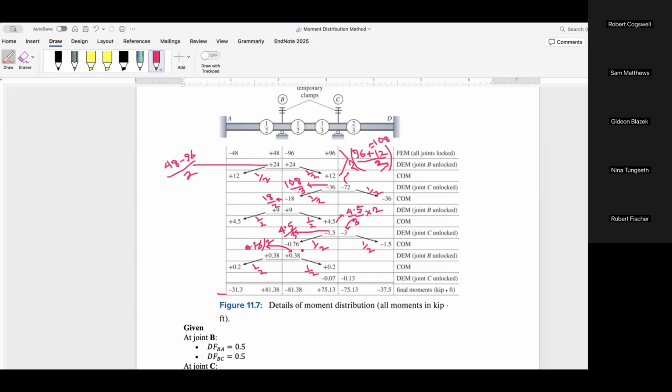Summation of all the moments you have, you will get minus 81.38. Then again, summation of all the moments you have, you will get 75.13. Same for this one, summation of all the moments for C, minus 75.13. Did you notice that those are the same, just opposite sign? Because it's the same structure. So whatever moment we get for this point, it will be the same. If it's not the same value, that means you did something wrong. You need to go back and check your calculation.